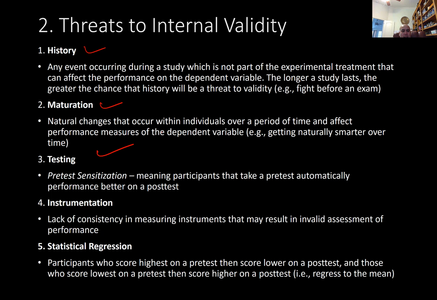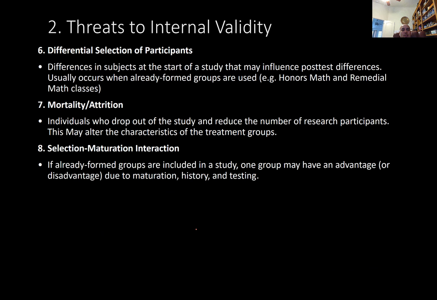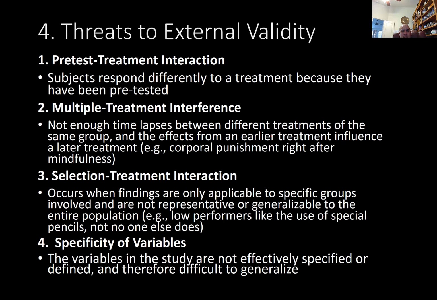Instrumentation, and also statistical regression. Differential selection of participants, as well. Mortality and attrition, right? That's when participants may drop out of the study. And selection-maturation interaction. Threats to external validity, you'll have a pre-test treatment interaction where subjects respond differently to a treatment because they have been pre-tested, of course. I see that a lot in my own research. Multiple treatment interference, selection-treatment interaction, and specificity of variables.